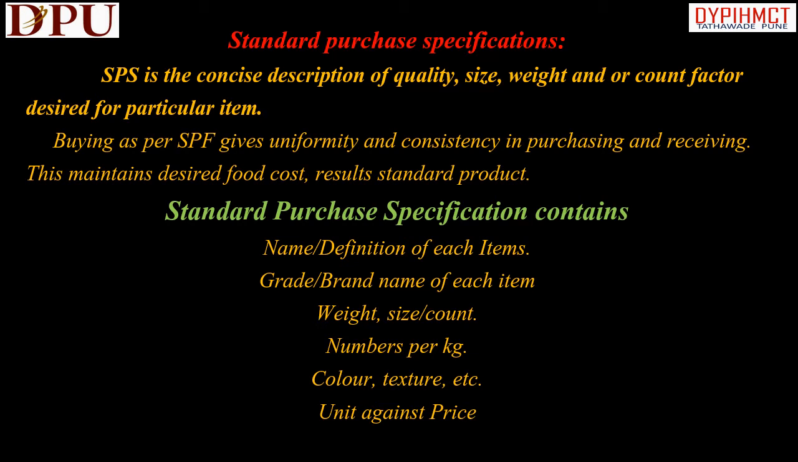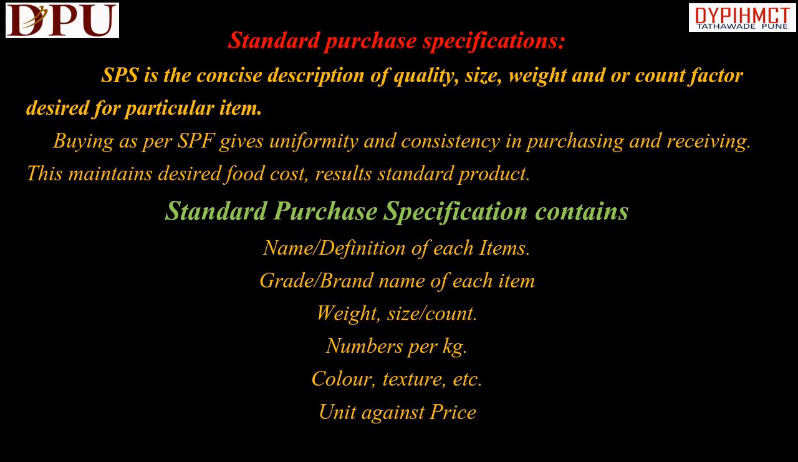Standard purchase specification must contain the following information. Name or definition of each item. Unless the correct name of the item is mentioned, it's difficult to prepare the standard purchase specification. Grade or brand name of each item. This is important to ensure desired quality of material, weight, and size or count of the commodity.